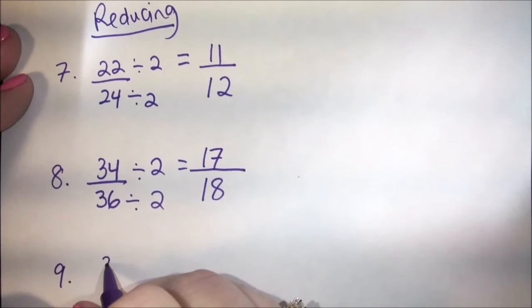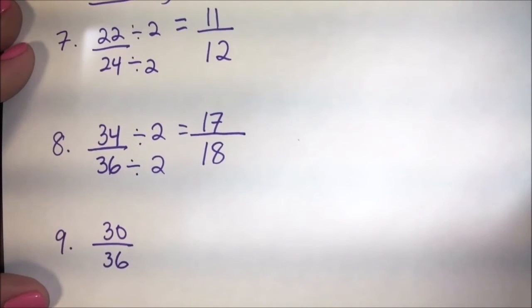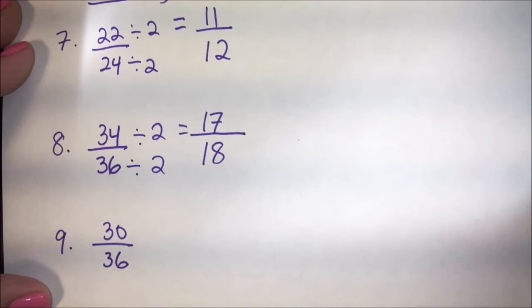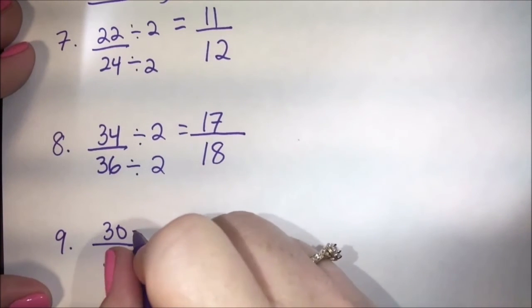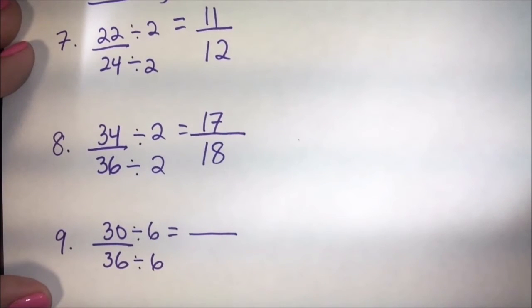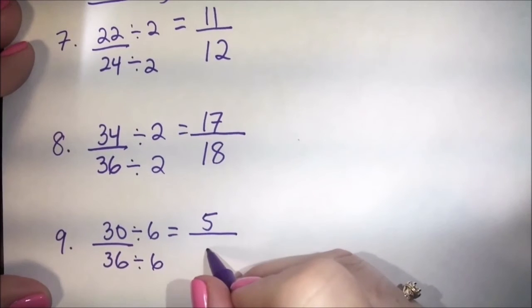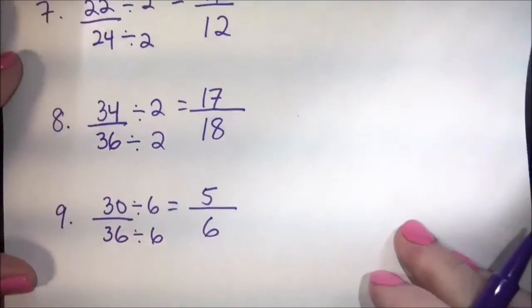And let's do a couple more. So 30 over 36. What could we divide this one by to reduce it? Well, they're both even, so we could divide by 2, but if we do that, we won't be done, and then we'll have to divide by 3. So if you notice that it divides by 6, you can do that right at the start. So 30 divided by 6 here would be 5, and 36 divided by 6 would be 6.